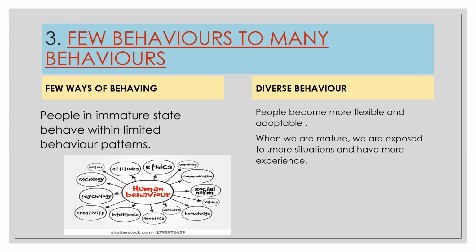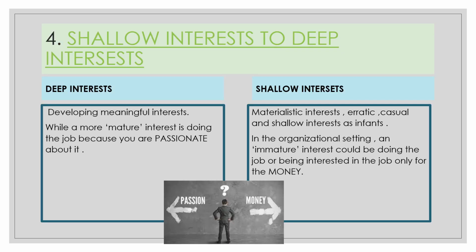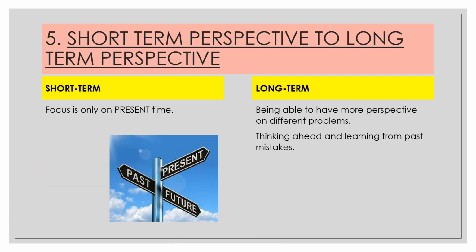Few behaviors to many behaviors. Few ways of behaving: people in the immature state behave within limited behavior patterns. Diverse behavior: people become more flexible and adaptable. When we are mature, we are exposed to more situations and have more experiences. Shallow interest to deep interest. Deep interest means developing meaningful interest, while a more mature interest is doing the job when you are passionate about it. Shallow interest, you are interested in a job just because of the money. You do not have any passion regarding your job.